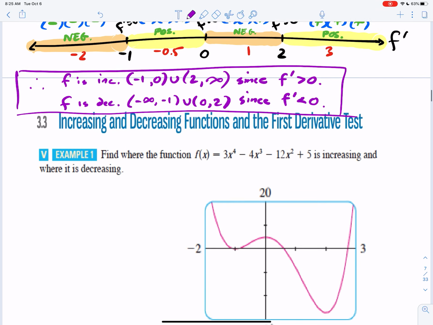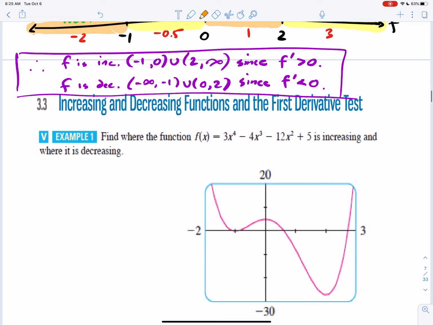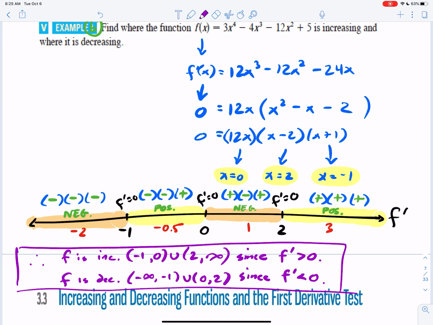Okay, so here's to confirm that. We notice that f is decreasing from negative infinity to negative 1, so it's going downwards, but also from 0 to 2. And there, f is increasing from negative 1 to 0 and from 2 to infinity. So we're able to visualize what that graph looks like just by doing a little bit of calculus here. So again, we found our critical numbers.